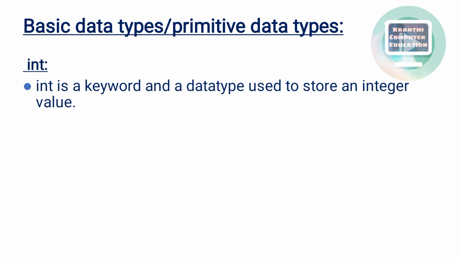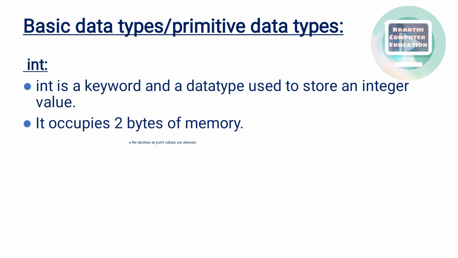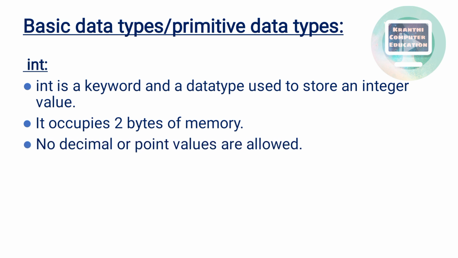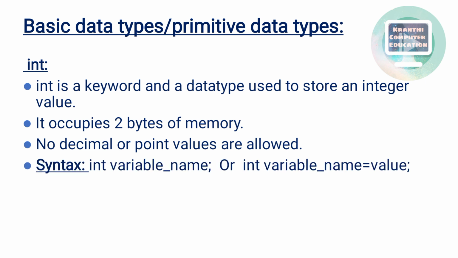Int is a keyword and it is a data type. It is used to store an integer value. An integer value occupies 2 bytes of memory to be stored. No decimal or point values are allowed. Only integer values, meaning numbers without decimals and without point values, are allowed.